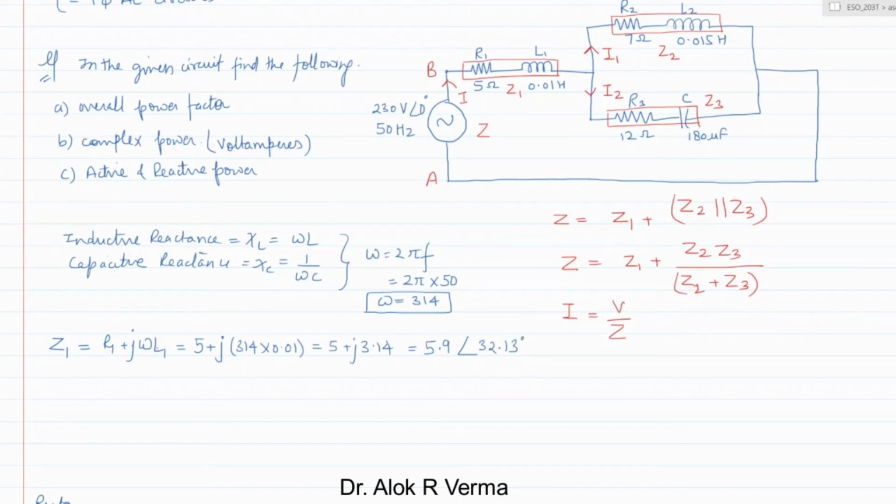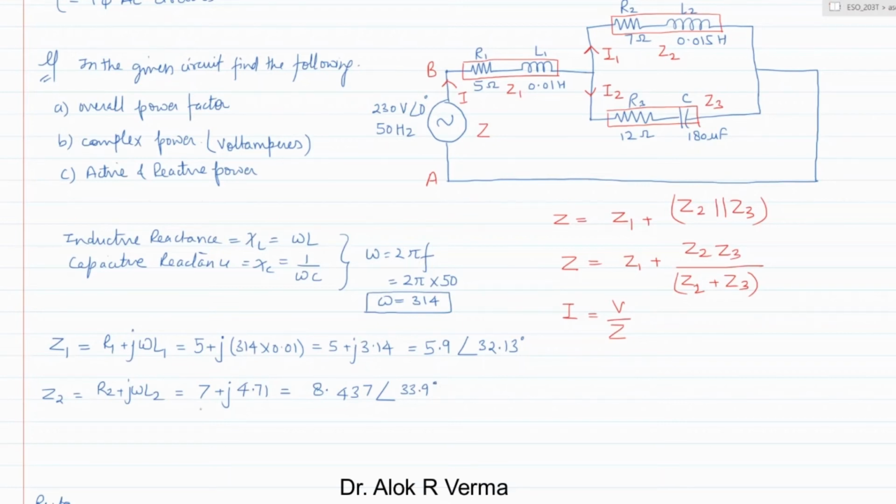degree. Similarly, if you calculate Z2, it is nothing but R2 plus j omega L2. If you put the values of omega and L2 in this expression, you will get the value of Z2, the impedance in the branch. It will be around 7 plus j of 4.71. It will come around 8.437 angle of 33.94, or we can assume it is 33.9 degree.